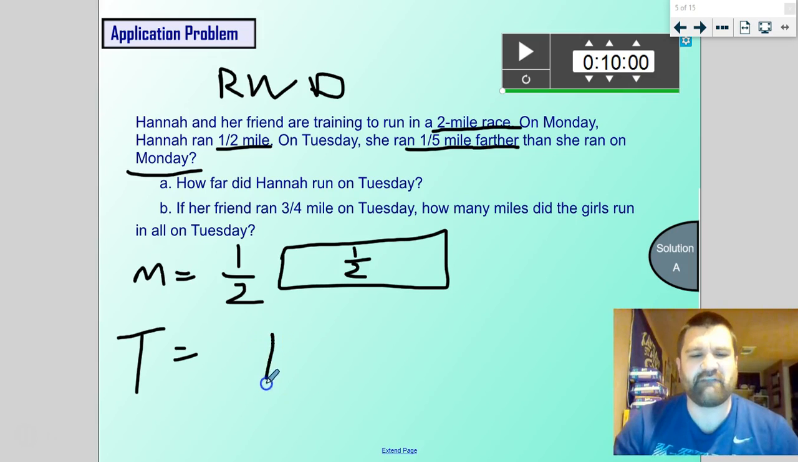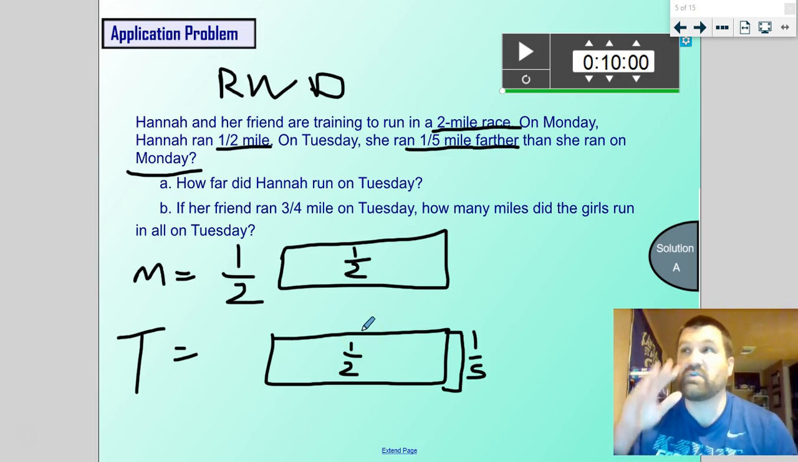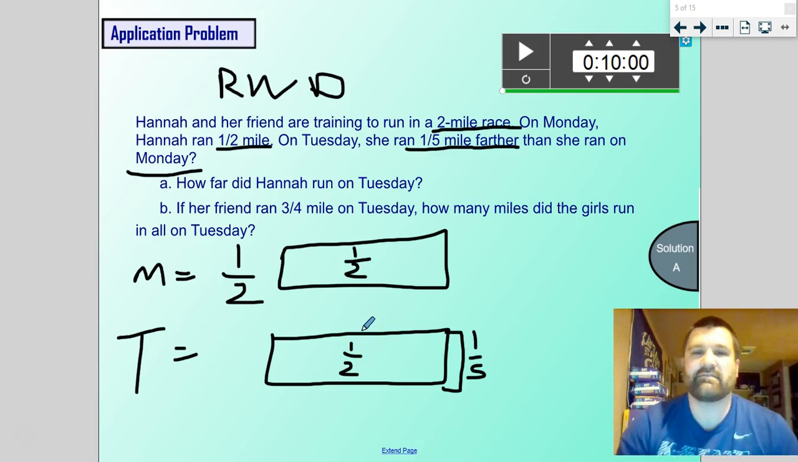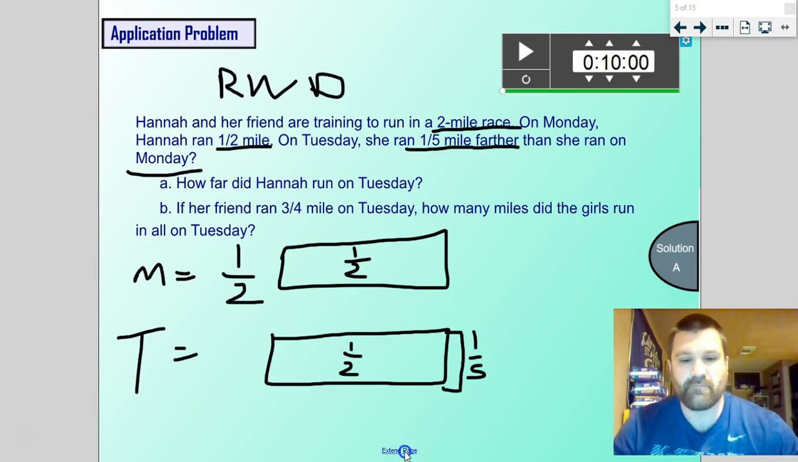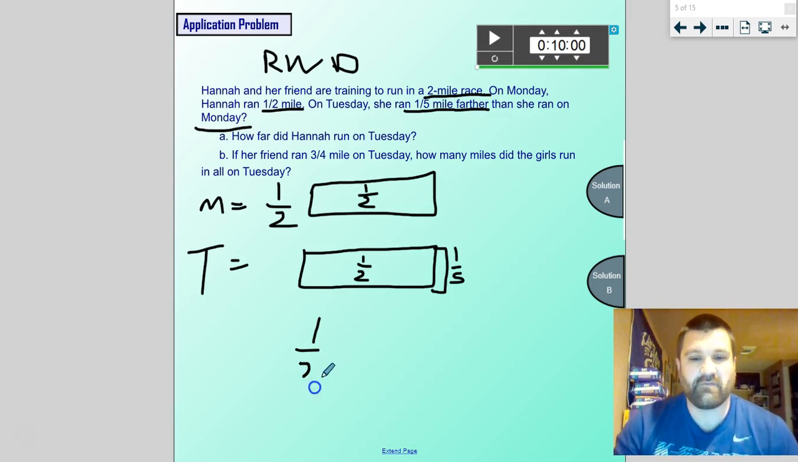Oh, so if she ran farther than on Monday, she at least ran a half a mile, right? And she only ran 1/5 farther. So now, how do I solve this part? You have to add. It's easy. So now we start thinking about adding it. So now we have 1/2 add 1/5.